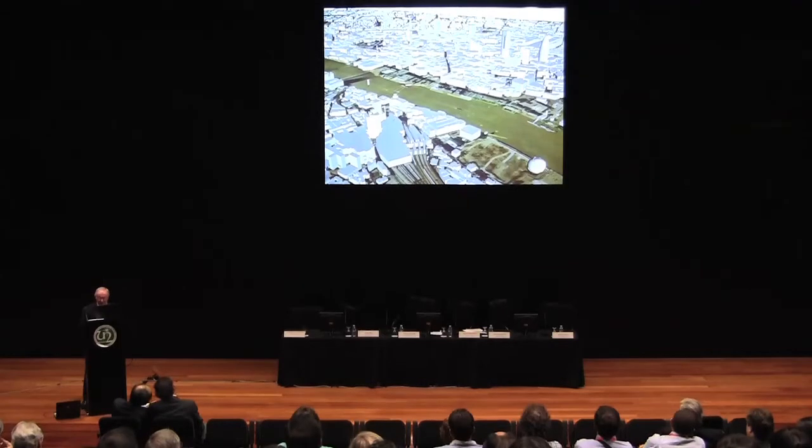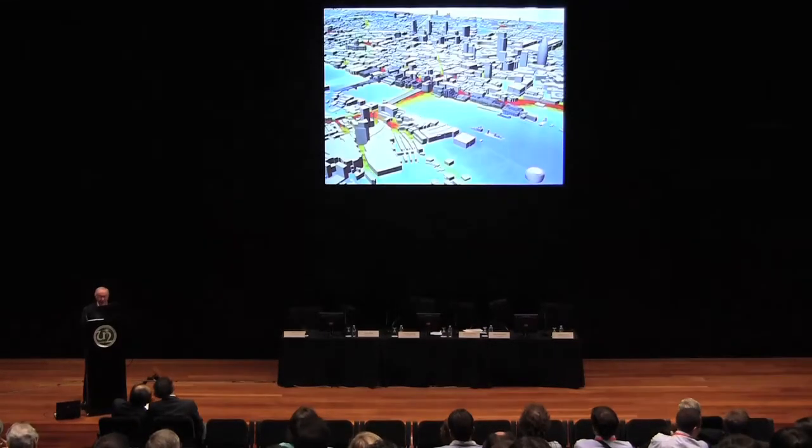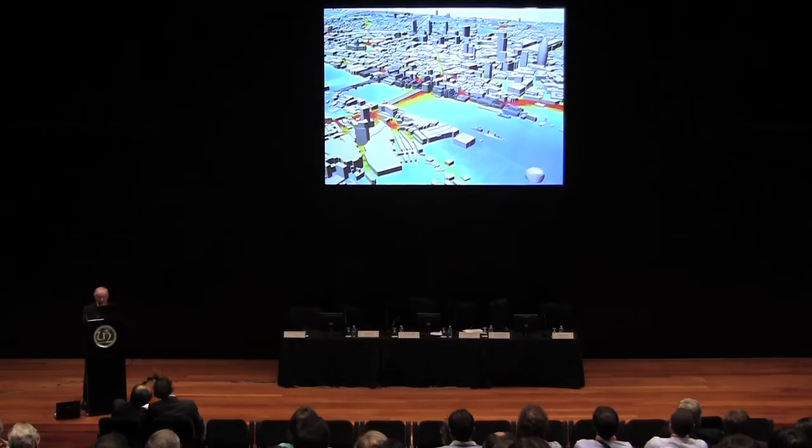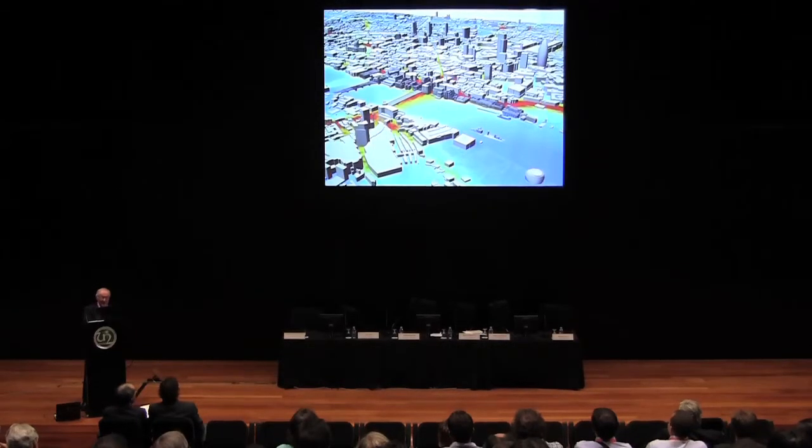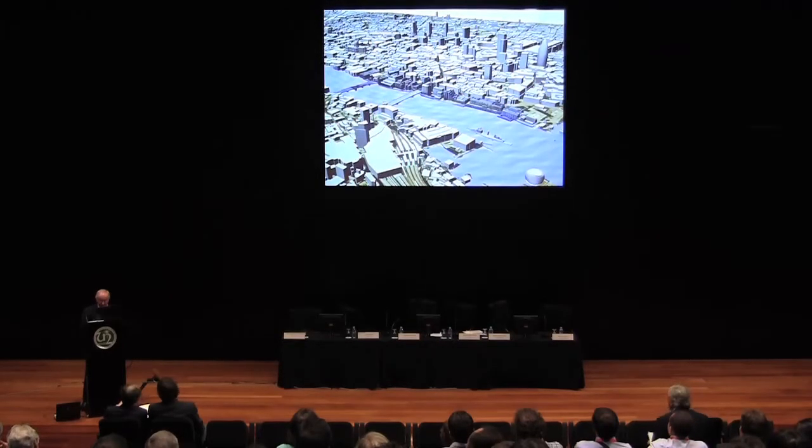One of the interesting things is that we can do many things with this model. For example, we can layer other layers. This is a nitrogen dioxide layer layered on top of it, and I'll come back to that in a moment. But we can also flood the model.